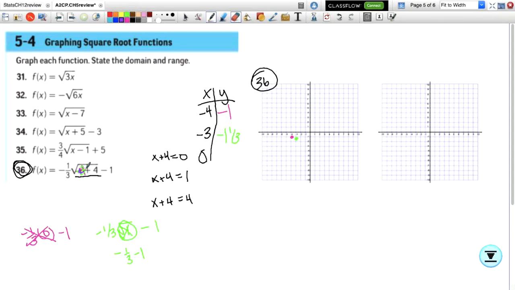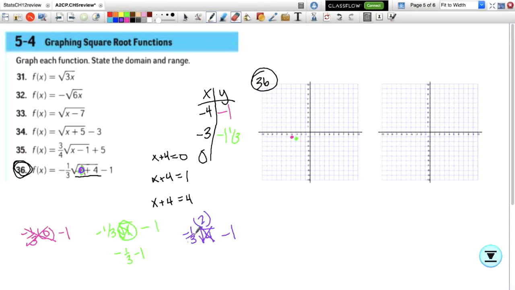Lastly, I'm going to plug in 0. 0 plus 4 is 4. So I currently have -1/3 times the square root of 4 minus 1. I want to remind you, folks, the square root of 0 is 0. The square root of 1 is 1. The square root of 4 is 2, okay? Don't think it's 4 because this was 1 and this was 0. 2 times 2 equals 4. The square root of 4 is 2.